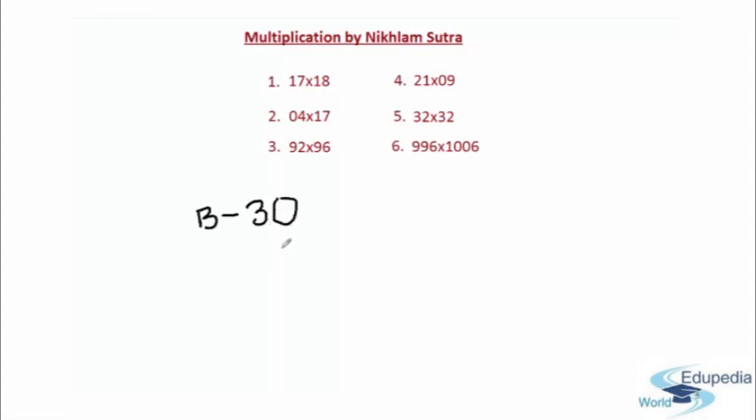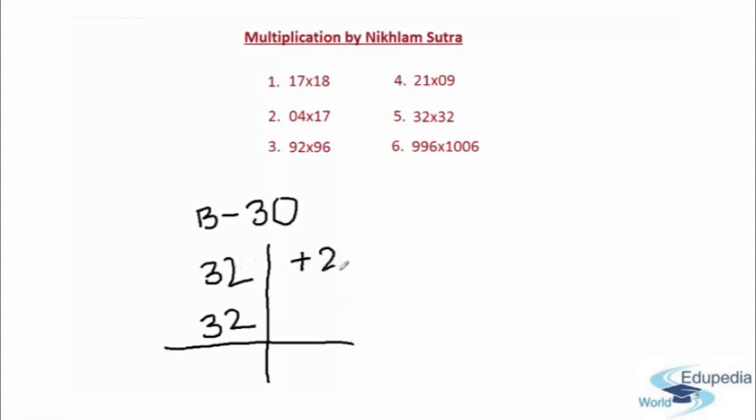Since this is case number 1, here the base is less than the numbers 32 and 32. After finding the base, you just write down the numbers one below the other by placing a vertical bar and a horizontal bar. Now you just compare the numbers 30 and 32. 32 is 2 more than the base 30. You just write down plus 2.